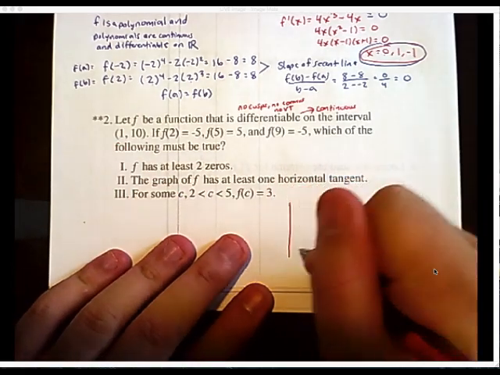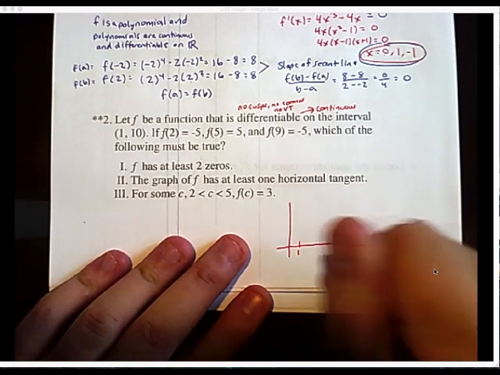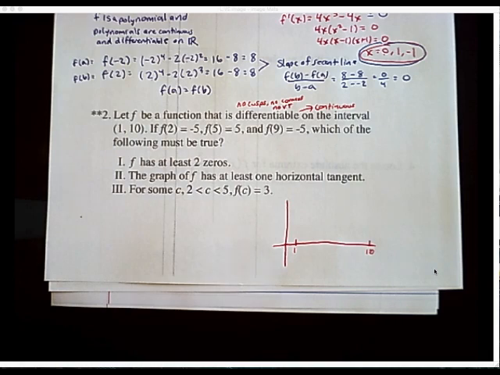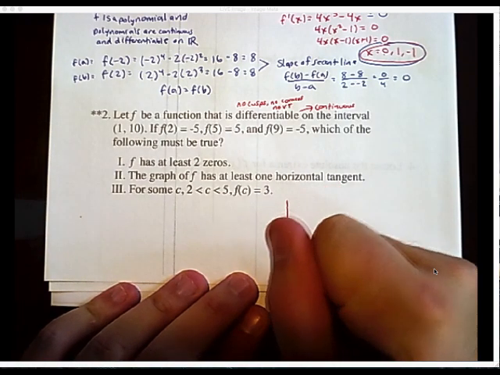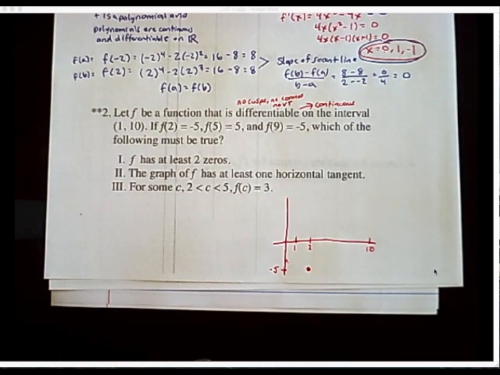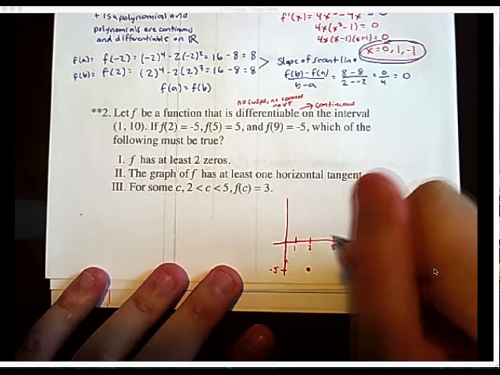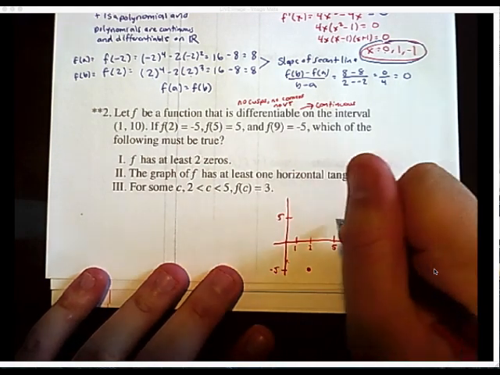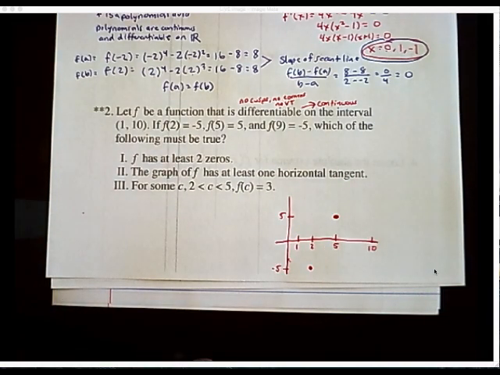So I'm just going to start plotting some points here. There's an x value of 1, there's an x value of 10. Let's see what it tells me. It tells me that f of 2 is negative 5. So that's a point on the graph of f. It says f of 5 equals 5, and f of 9 equals negative 5.